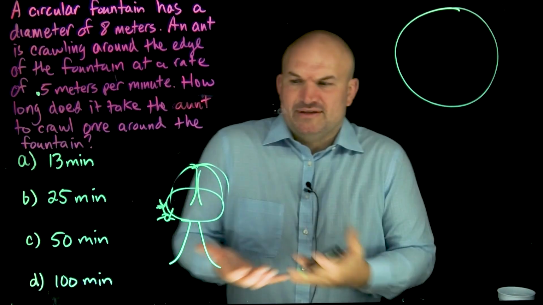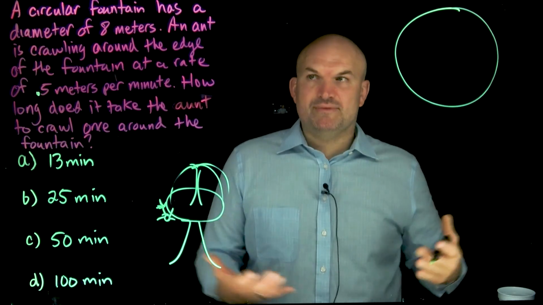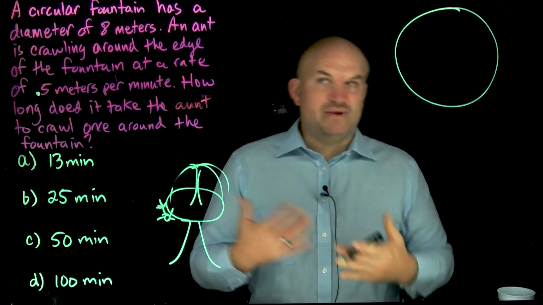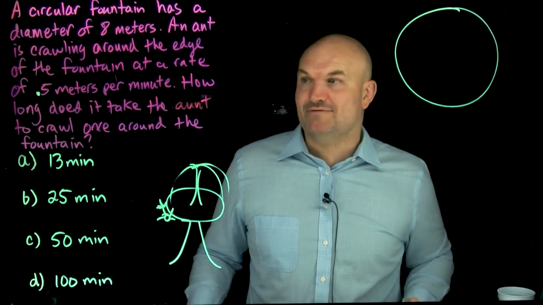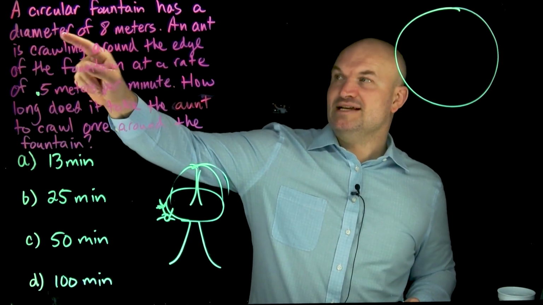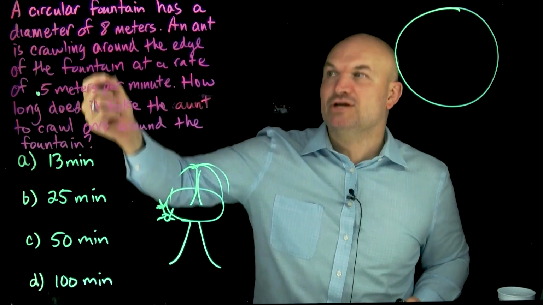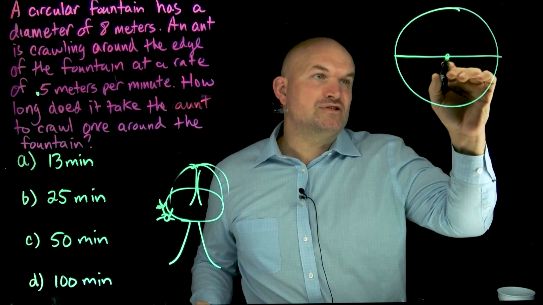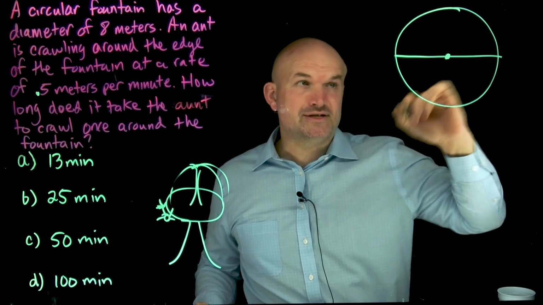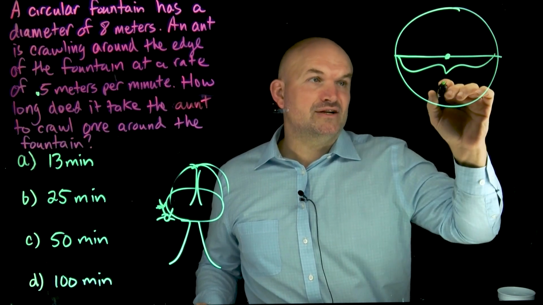Now, whenever we're given a mathematical picture, we want to look for the parts. Do we have a length? Do we have a width? Do we have a center, a radius, a diameter, circumference, whatever? Looking at the first sentence, it says a circular fountain has a diameter of 8 meters. So we know we have to create that circle. And the diameter, remember, is the distance across the circle through the center. So this length here is going to be 8.